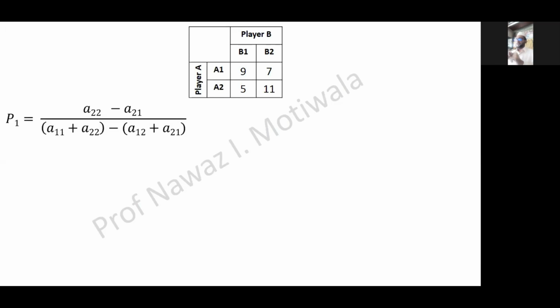So we have the formula. Again I will write one statement. Let P1 be the probability that player A selects A1. Let P2 be the probability that player A selects A2. For P1 we have the formula A22 minus A21 and so on. So A22 we have the value of 11, A21 is 9, and similarly I will just substitute the values and get the answer for P1 as 3 by 4, that means 0.75. If I convert it into decimals, I will get P1 as 3 by 4 or 0.75.